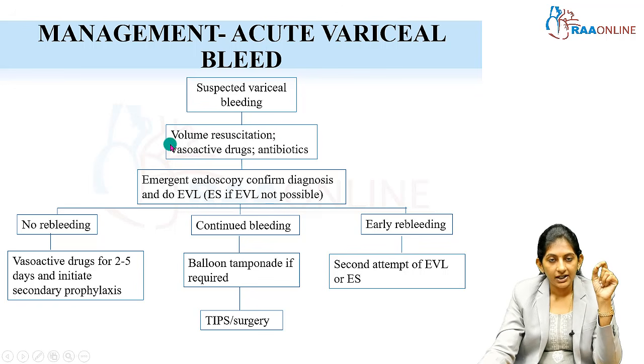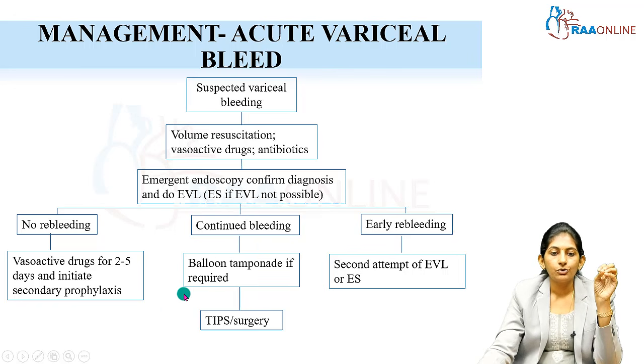Start with octreotide bolus and then give octreotide infusion, PPIs, etc. Plan for an emergency endoscopy. So, endoscopy, if there is portal hypertension, we do endoscopic variceal ligation. If there is no rebleeding, then you initiate the secondary prophylaxis, which I will tell now, and you discharge the child.